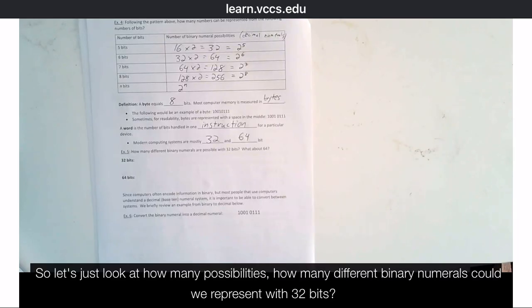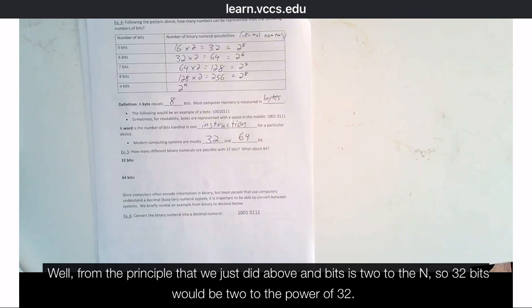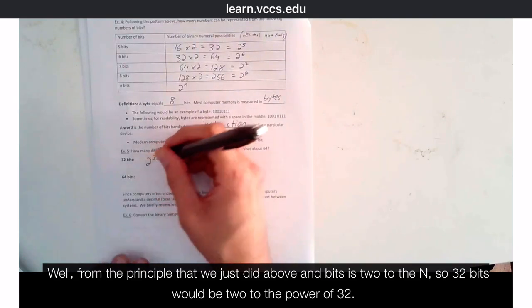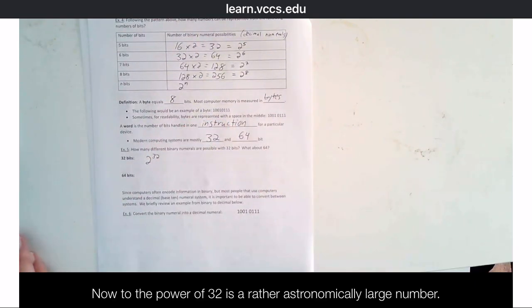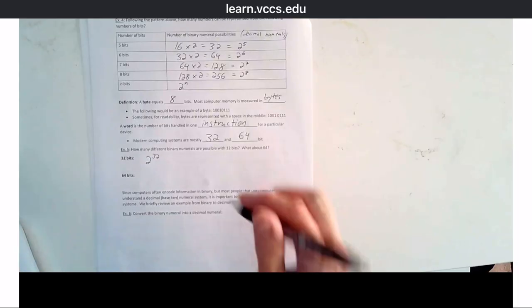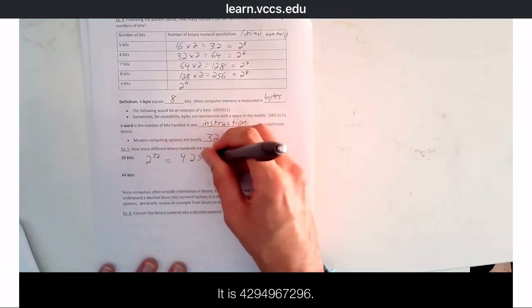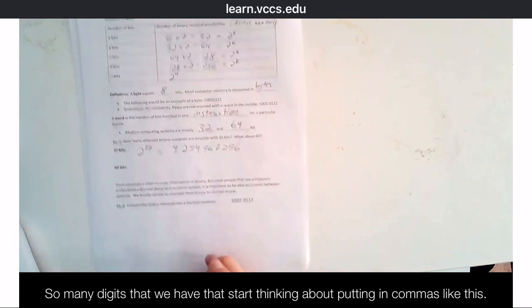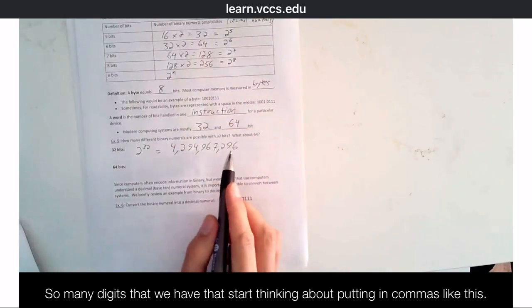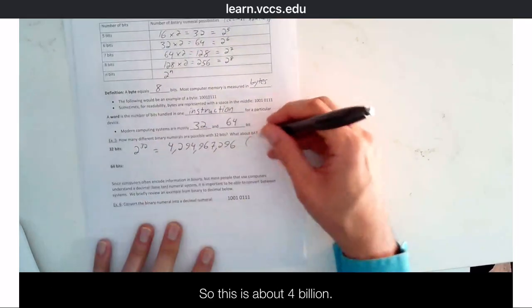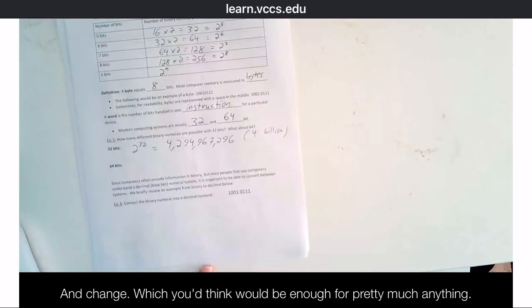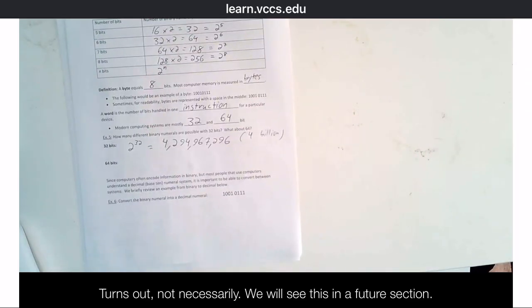So let's just look at how many possibilities. How many different binary numerals could we represent with 32 bits? Well, from the principle that we just did above, n bits is 2 to the n, so 32 bits would be 2 to the power of 32. Now, 2 to the power of 32 is a rather astronomically large number. It is 4,294,967,296. So many digits that we have to start thinking about putting in commas like this. So this is about 4 billion and change, which you'd think would be enough for pretty much anything. Turns out, not necessarily. We'll see this in a future section.